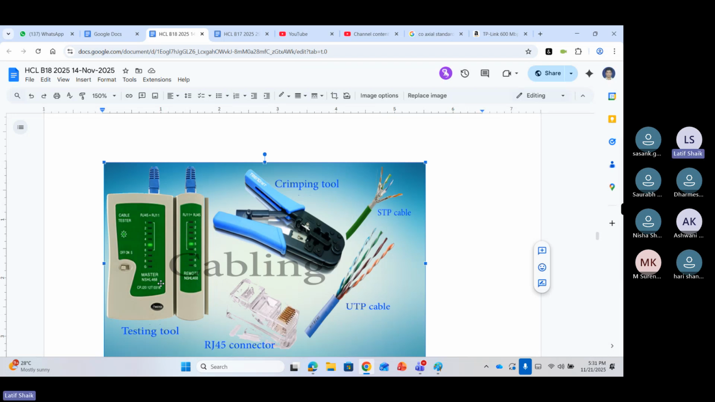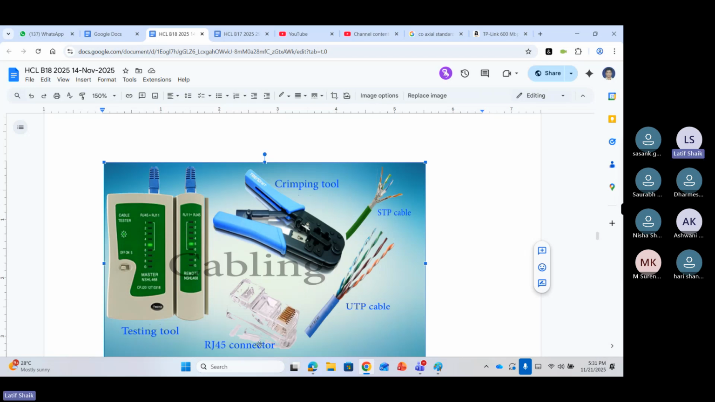Suppose you connect a desktop, laptop, or server with the cable, and it is not connecting. It is showing a not connected symbol. So what happened? Maybe there is a possibility of a cable issue. How to test it? You can use this testing tool, a cable tester, for testing your cable.